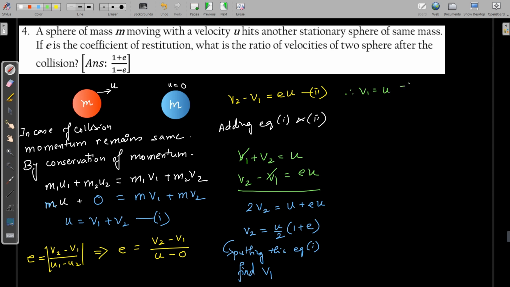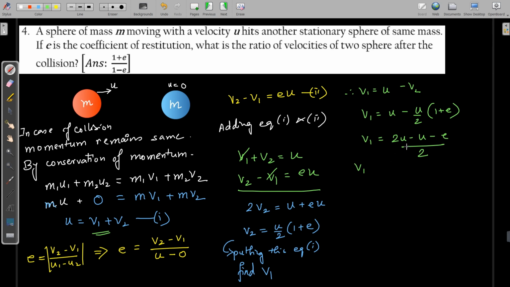u minus v2. So v1 will be, from equation 1, u minus v2. This is v1. So u minus v2, what is v2? We have just got u by 2 into (1 plus e). So if I do this, I'm going to get 2u minus u minus eu by 2.